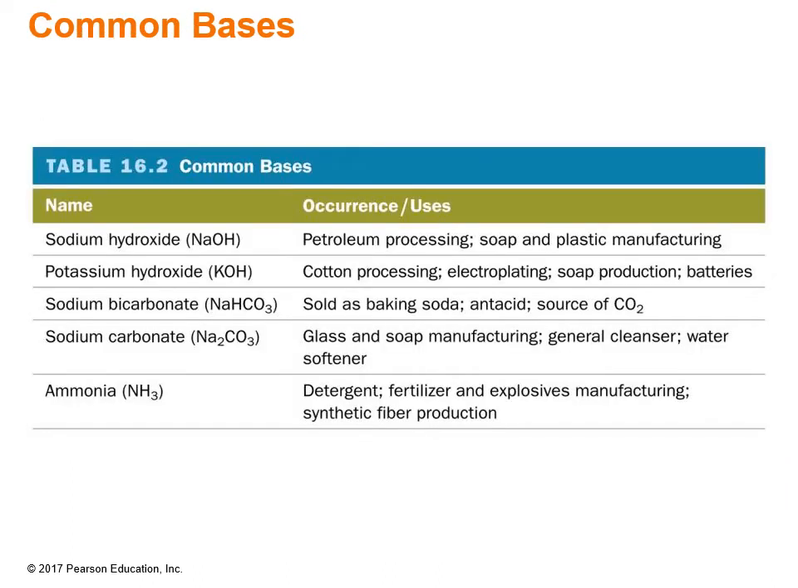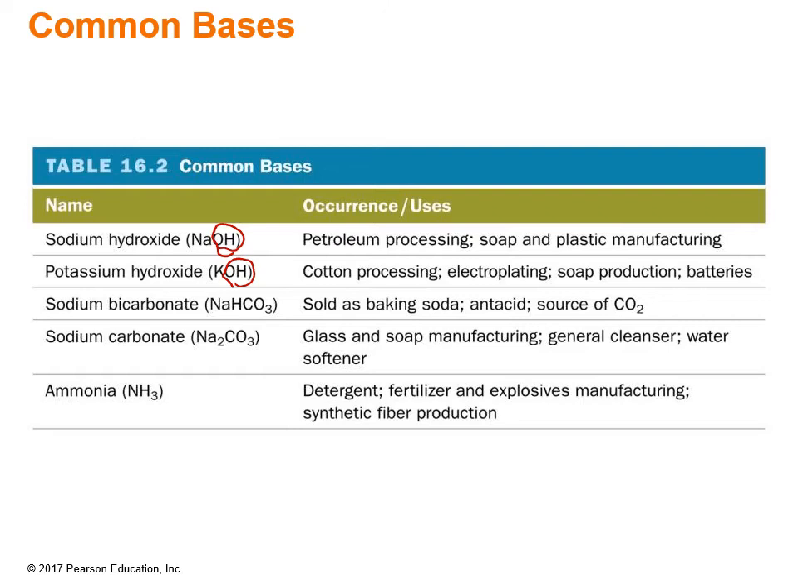So sodium hydroxide we use in the lab quite frequently. It can be used to make soaps and in petroleum processing. Potassium hydroxide, so notice here we have the OH. The OH minus is a previous definition that we used for bases. And so these are used in cotton processing for potassium hydroxide. Soap production, it can also be used in batteries.